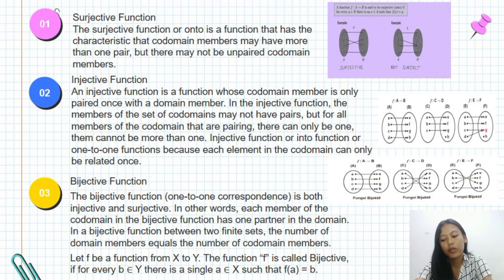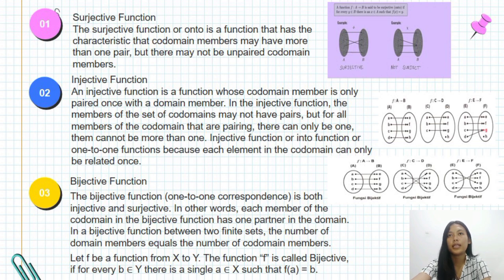Next, we have three properties of function. First, the surjective function. The surjective function, or onto, is a function that has the characteristic that codomain members may have more than one pair, but there may not be unpaired codomain members. This is an example of a surjective function and a not surjective function.